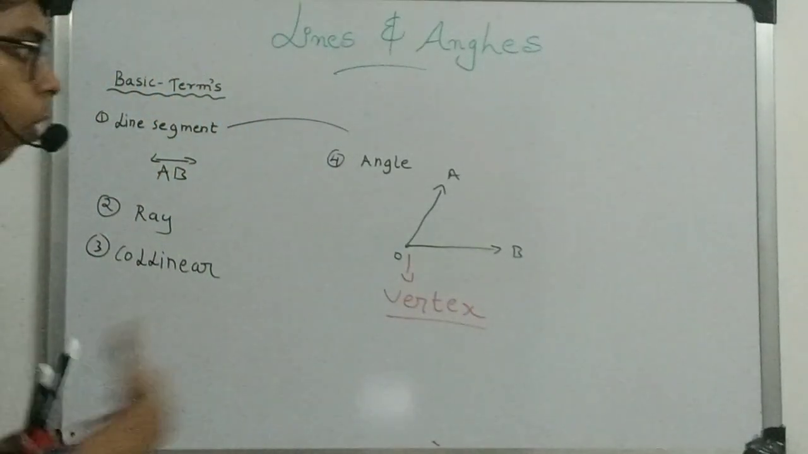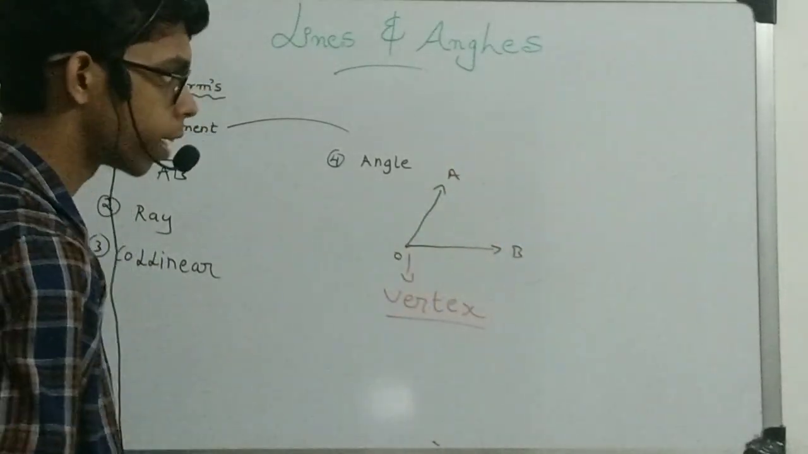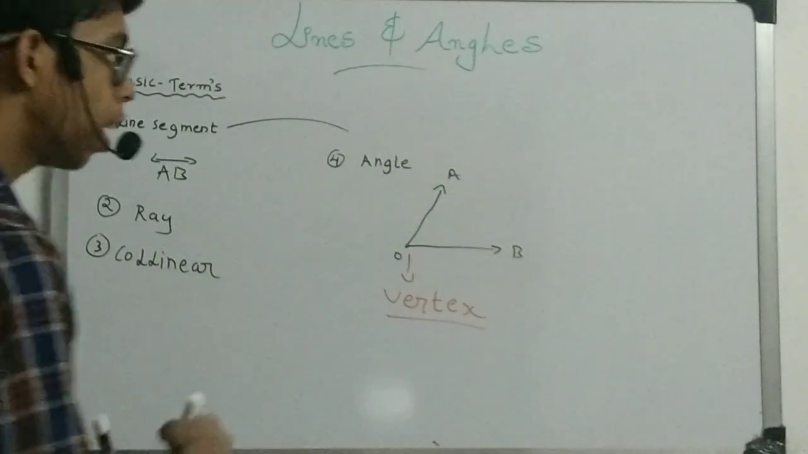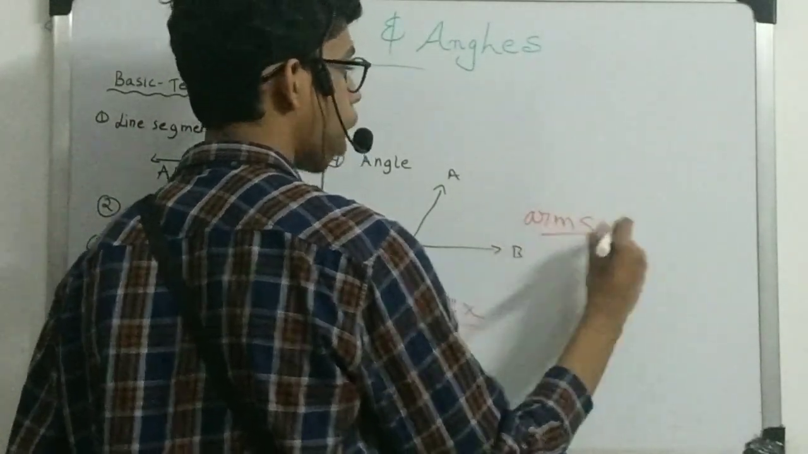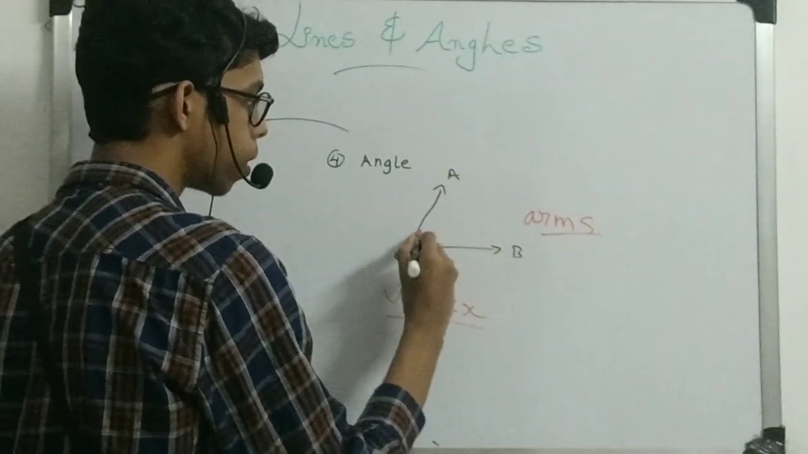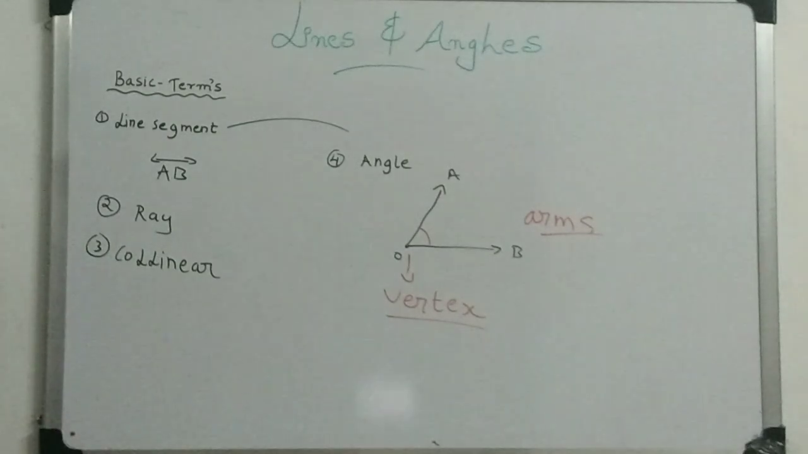Vertex. The common point where the two rays meet is called the vertex. We can also call these rays the arms of the angle. So when these two rays meet at the common point, we get an angle over here.